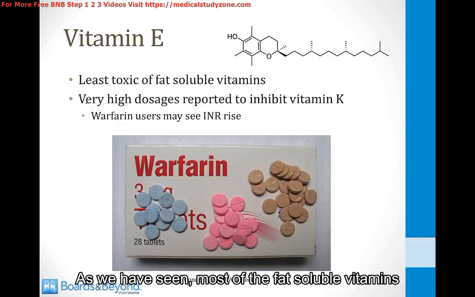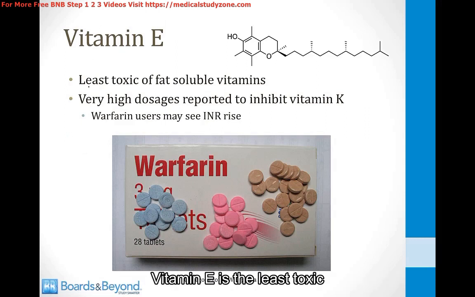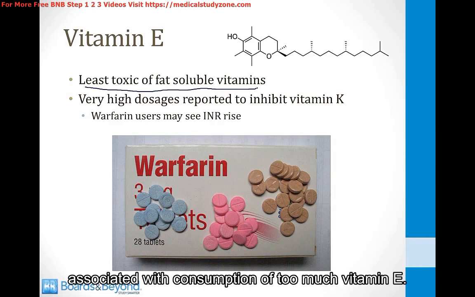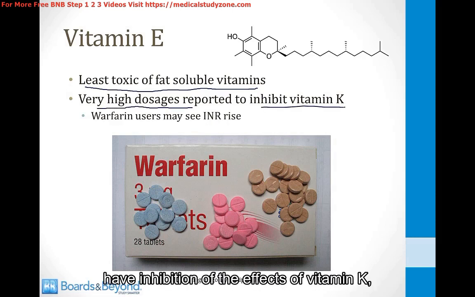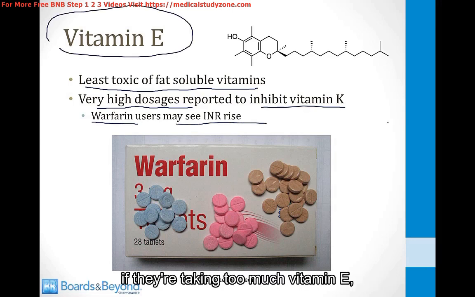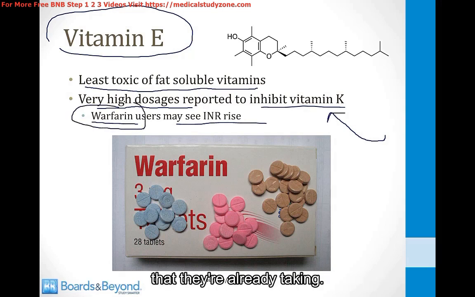As we have seen, most of the fat-soluble vitamins have a toxicity syndrome if you consume too much. Vitamin E is the least toxic of all the fat-soluble vitamins. There really isn't a very important syndrome associated with consumption of too much vitamin E. There are some reports that patients who take very high dosages have inhibition of the effects of vitamin K, which we'll talk about next. The one place this could sometimes have an effect clinically is that warfarin users may see their INR level rise if they're taking too much vitamin E, because the vitamin E begins to inhibit vitamin K in addition to the warfarin that they are already taking.